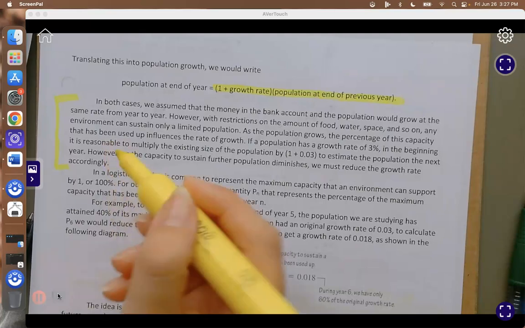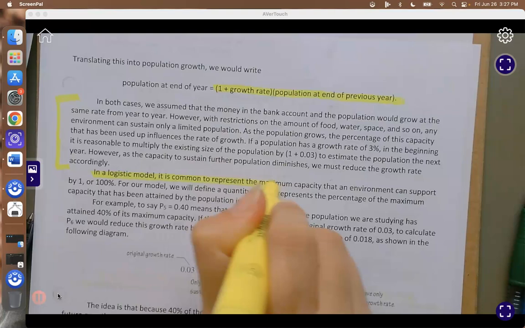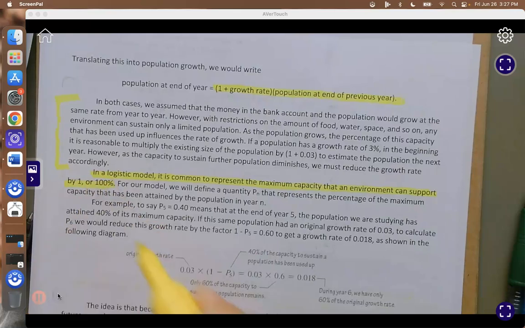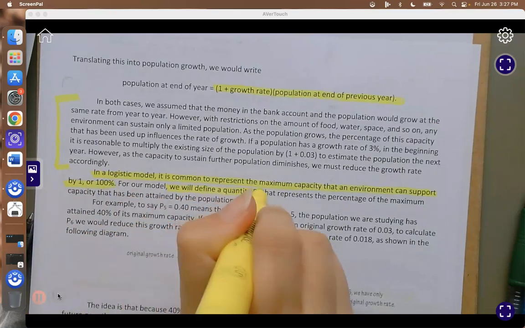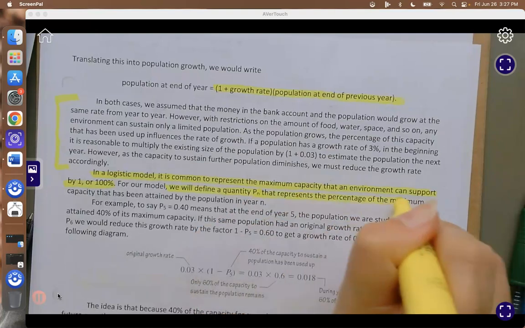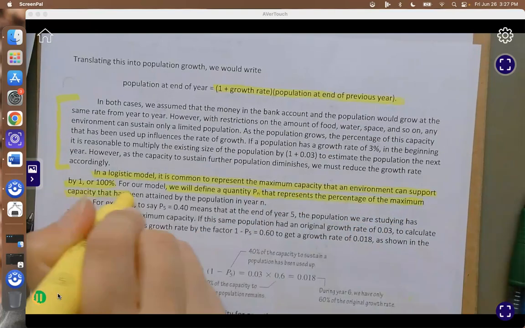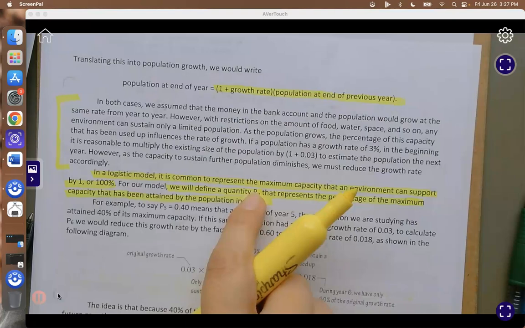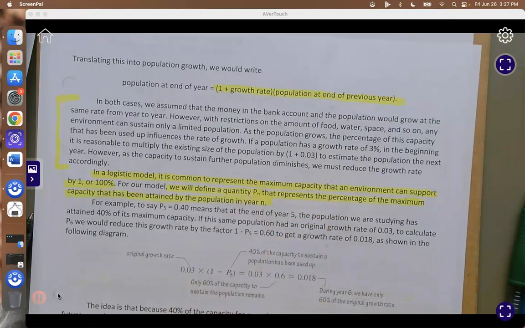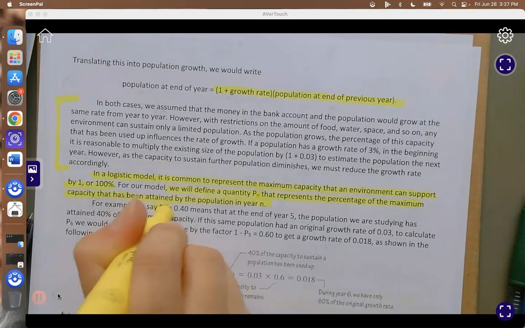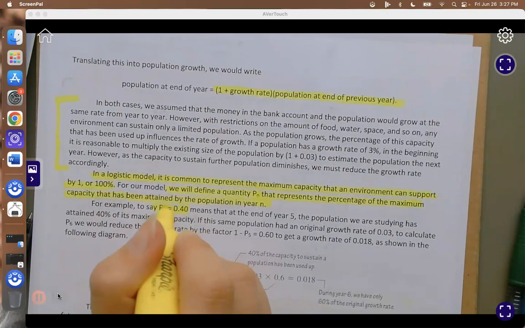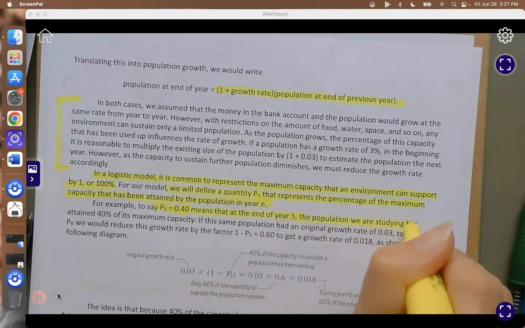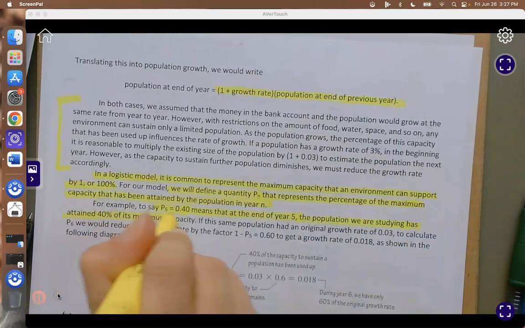So, in a logistic model, it's common to represent the maximum capacity that the environment can support by 1 or 100%. We will define a quantity P of N that represents the percentage of the maximum capacity that has been attained by the population in year N. So if we want year 3, this would be P of 3 instead of P of N. For example, let's say P of 5 equals 0.40, which means that at the end of year 5, the population we are studying has attained 40% of its maximum capacity.